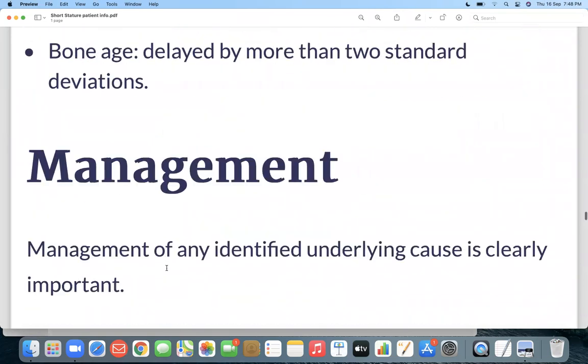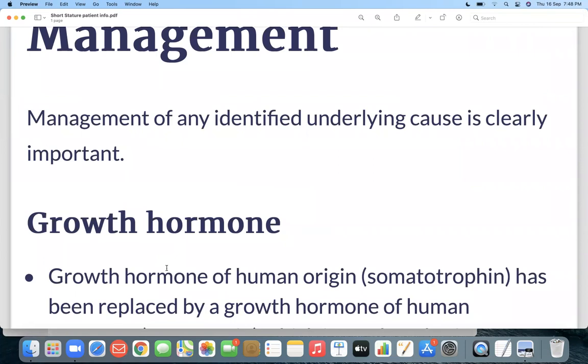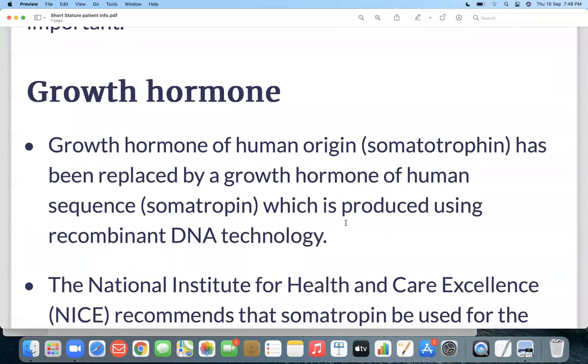Again, he wrote bone age, management. Management, we should know about growth hormone because they will ask this question. Okay, growth hormone. Growth hormone of human origin, somatotropin, has been replaced by growth hormone of human sequence, which is produced using recombinant DNA technology.